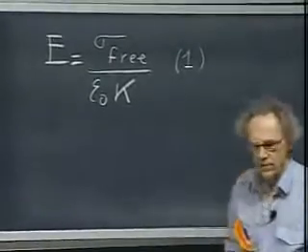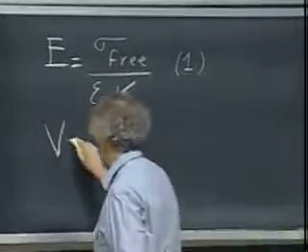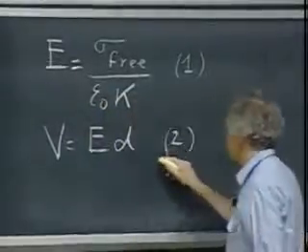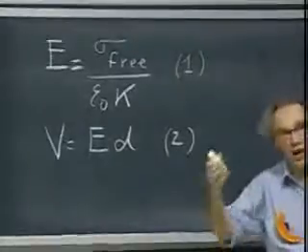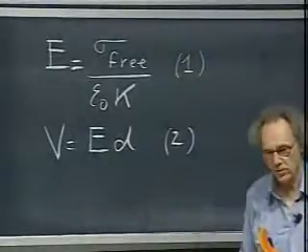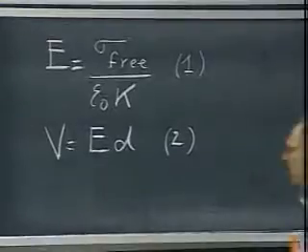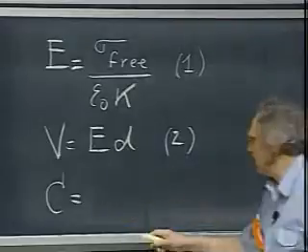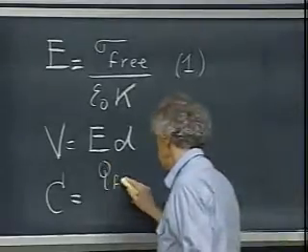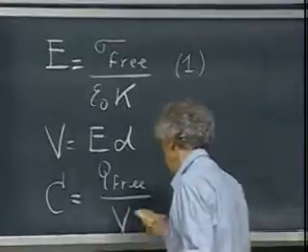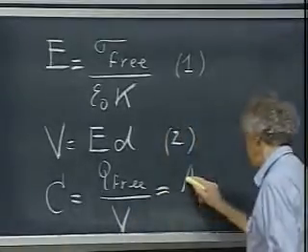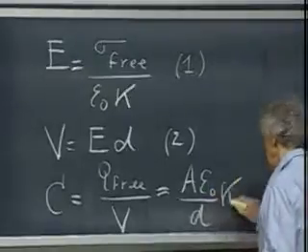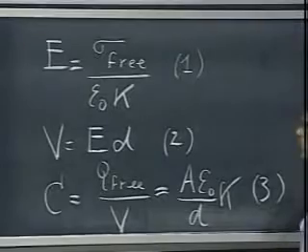The second one is that the potential difference over the plates is always the electric field between the plates times d, because the integral of E dot dl over a certain path is the potential difference. That's not going to change. And then the third one that may come in handy is the one that I have already there. C equals Q free divided by the potential difference, which in terms of the plate area is A times epsilon 0 divided by d times kappa. Let's call this equation number 3.